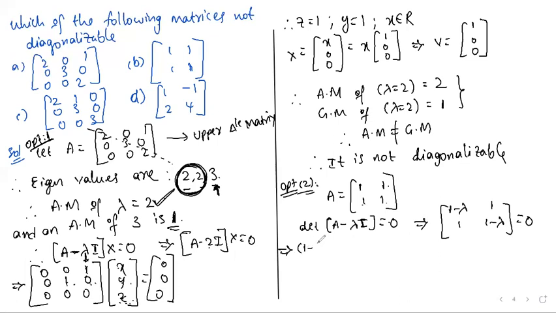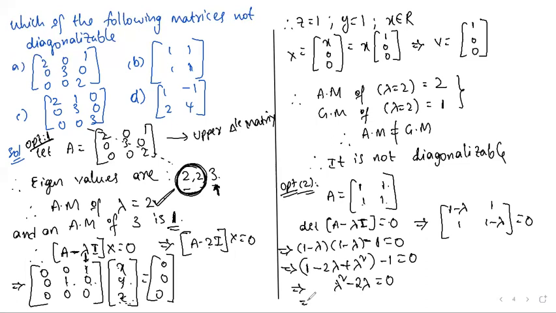After calculating AD minus BC, (1 minus lambda) squared minus 1 is equal to 0. That implies 1 minus 2 lambda plus lambda square minus 1 is equal to 0, so lambda square minus 2 lambda is equal to 0. Take lambda common, lambda into (lambda minus 2) is equal to 0. That implies lambda is equal to 0, 2. So we get two eigenvalues, 0 and 2.